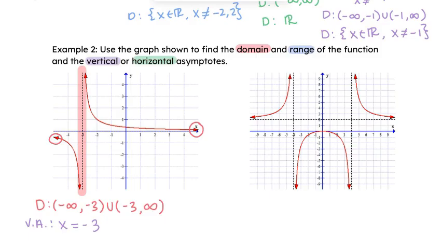So notice my domain and my vertical asymptote kind of go hand in hand together. Whatever my domain restriction is, whatever's not in my domain is what my vertical asymptote is.